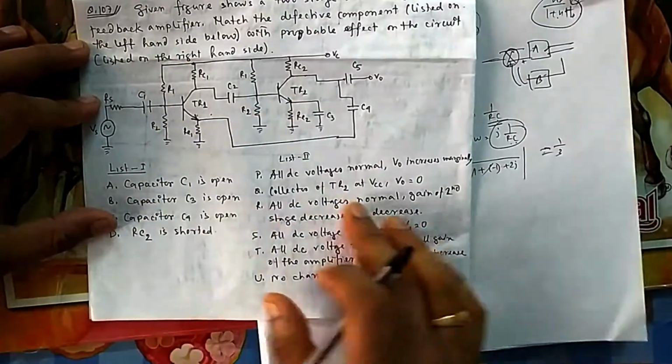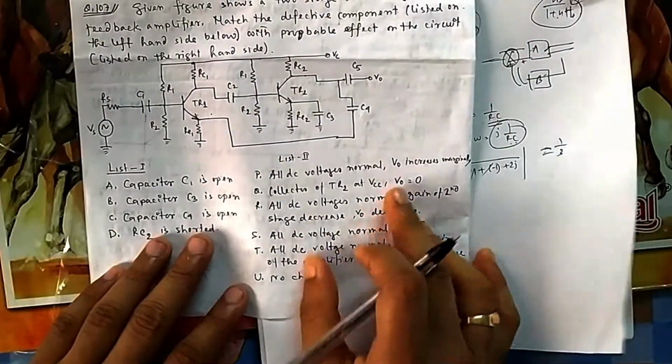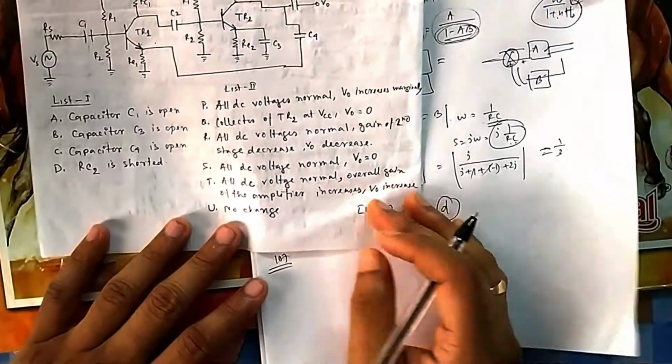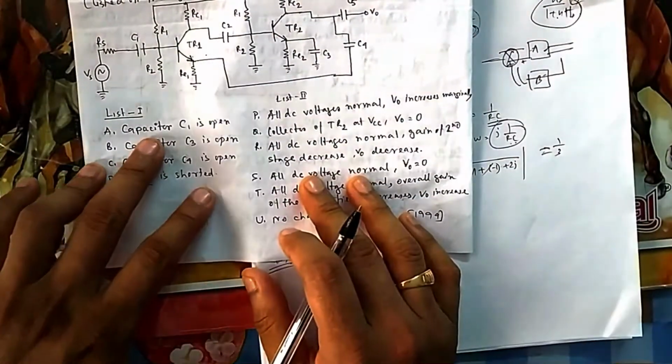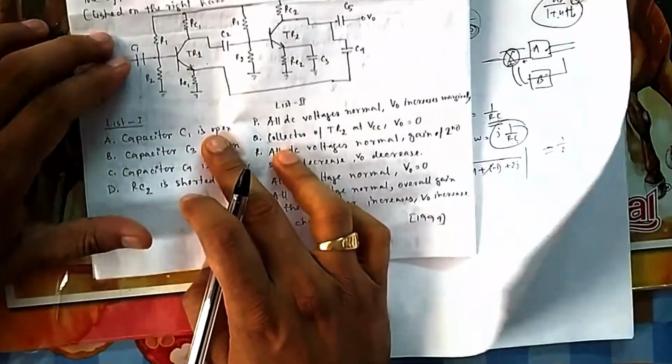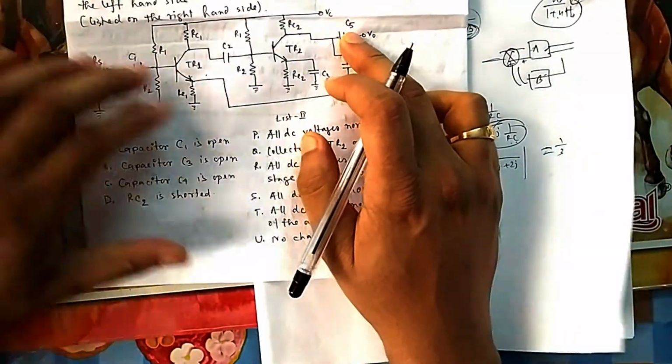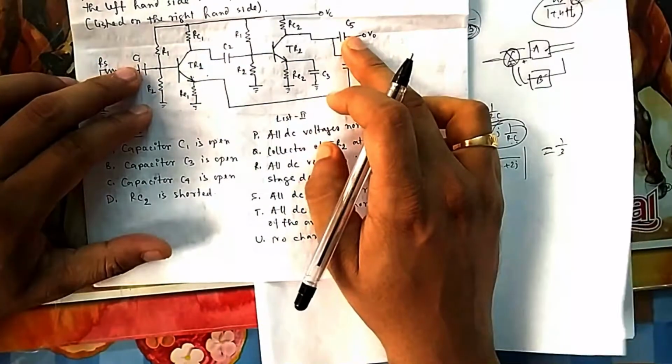So you have to match this one, left hand and right hand. This is the defect, and what can be the effect, what will be the output in the circuit if this condition happens. So let us see one by one. If your C1 is open, what was the purpose of this C1, C2, C5?